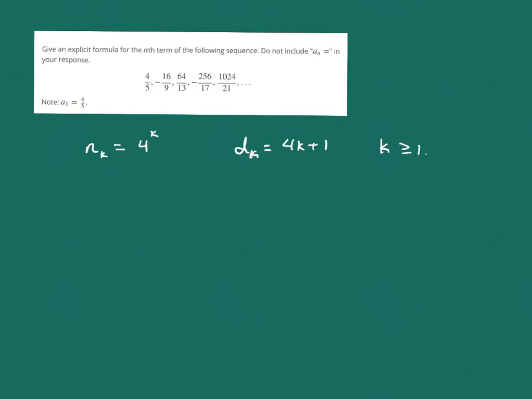K greater than or equal to 1. So if I put these together, what does this sequence look like? My a sub n looks like my kth numerator divided by my kth denominator, or 4 to the k divided by 4k plus 1. So this almost gets me what I want.